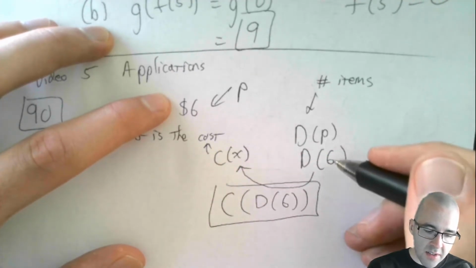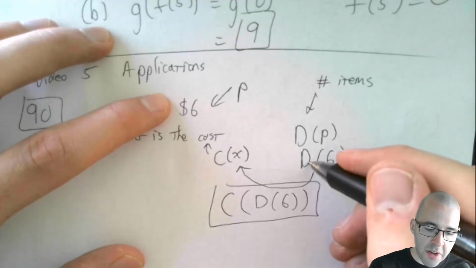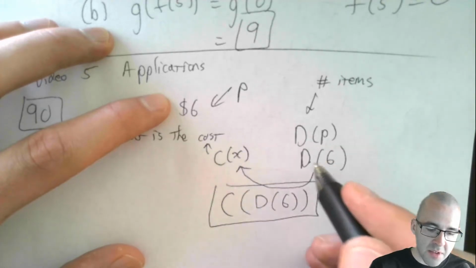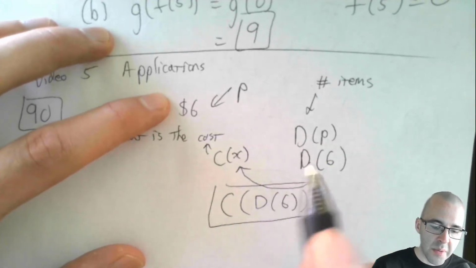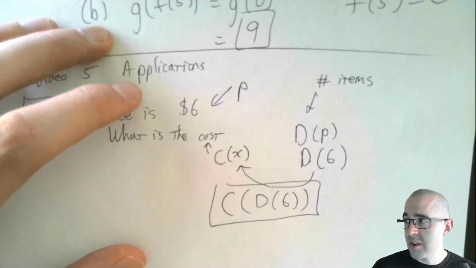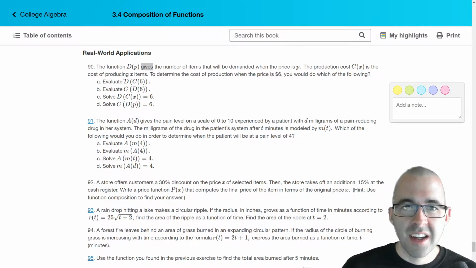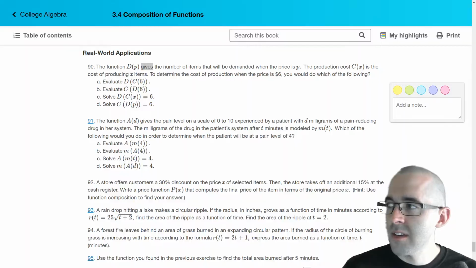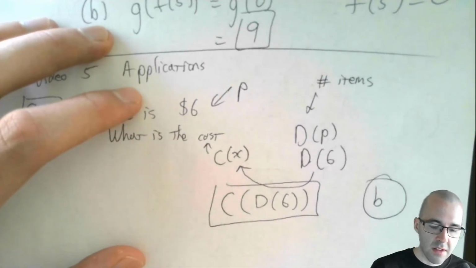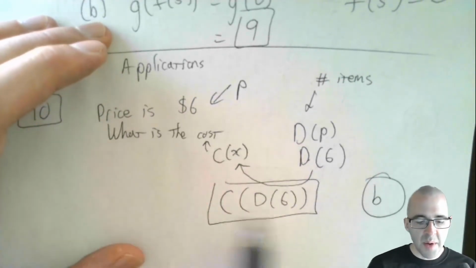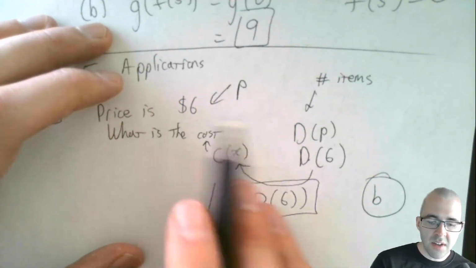Okay? Right? This is going to be the price. This is going to be the demand, the number of items. We're curious how much it's going to cost to produce that number of items. So we plug this into c of x. This is what we get. C of this inside. So c of d of 6, hopefully that's one of our options. This was multiple choice. C of d of 6 was what we wrote down. So our answer is B. Okay. A lot of times with this stuff, it's easier to come up with the answer on your own using this logic and then match it afterwards.